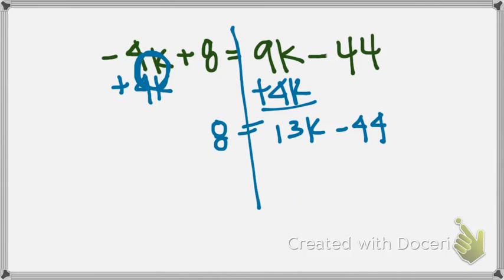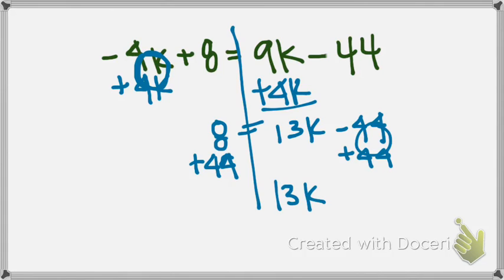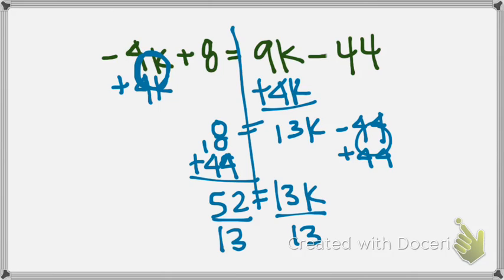We need to save our 44 and save our 13. So we get our 0 by adding 44. And bring down 13k. 4 and 8 make 12, carry the 1, so it's 52. And now we got to get rid of the 13, save the 13. It's multiplying, number next to letters multiply. 13 over 13 is 1, and k equals 4.